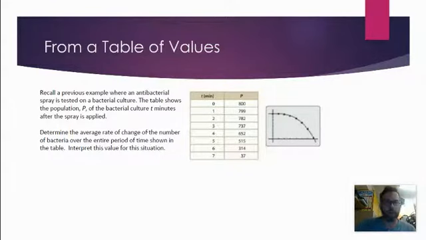So what we're going to do in this case, we've got a bacterial culture, and we're testing an antibacterial spray on it. So over time, the amount of bacteria is going to decrease and decrease because we sprayed it with some antibacterial spray. We're going to determine the average rate of change of the number of bacteria over the entire period of time shown in the table, so from 0 to 7 minutes. So essentially, we're finding how many bacteria are going to be killed off every minute.